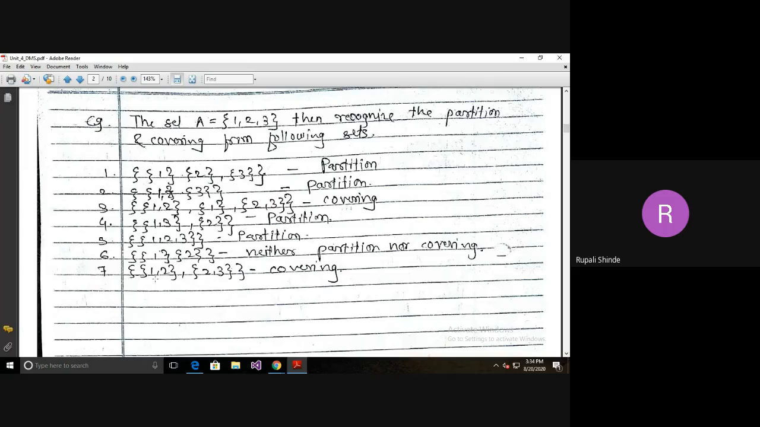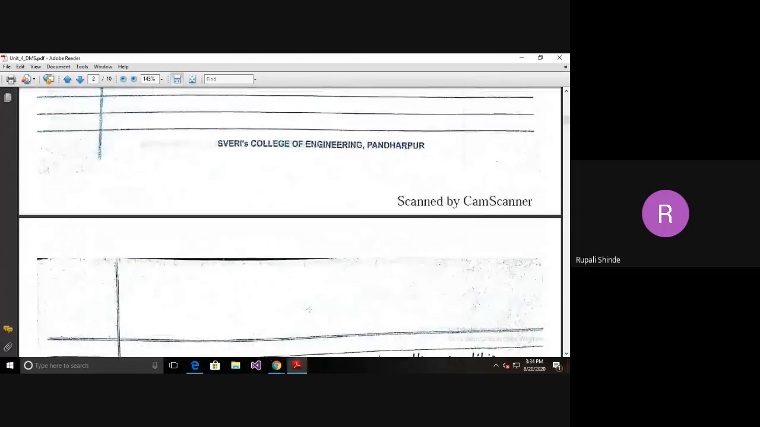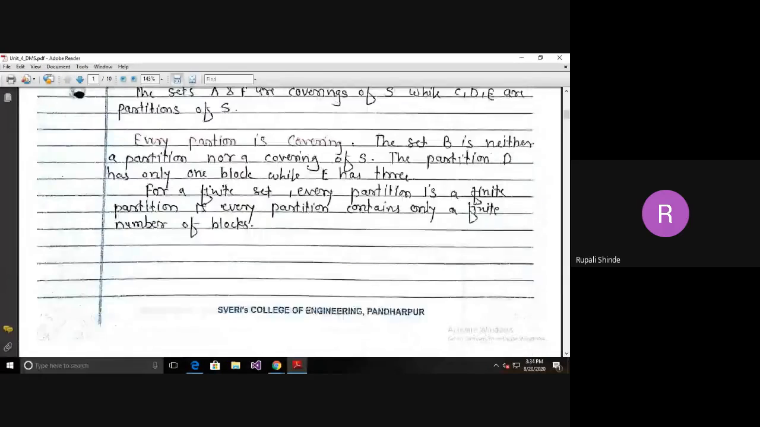And for the last one, it is a covering but it is not a partition because element 2 is common between these two sets. So this is the concept of partition and covering.